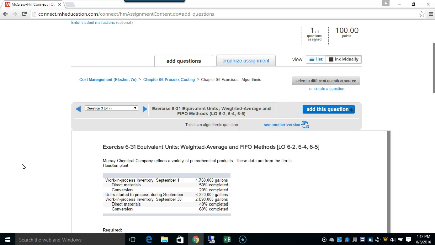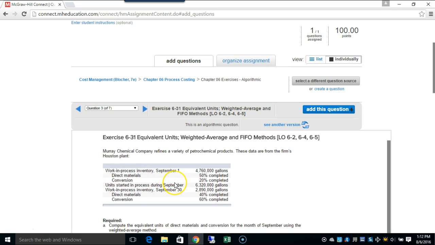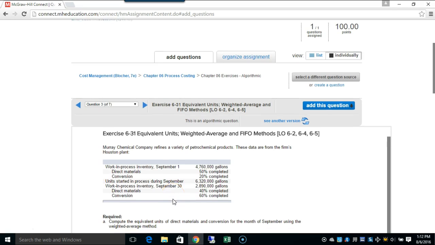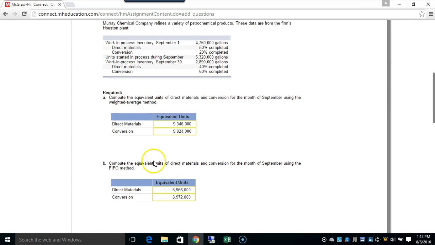So what's not given here in this problem is the number of gallons completed. But if you know how to calculate the physical units, you'll know that it's just a simple algebraic function. It's the X factor that you will easily figure out. So what's required is A, compute the equivalent units of direct materials and conversion for the month of September using the weighted average method. And then B, compute the equivalent units of direct materials and conversion using the FIFO method.